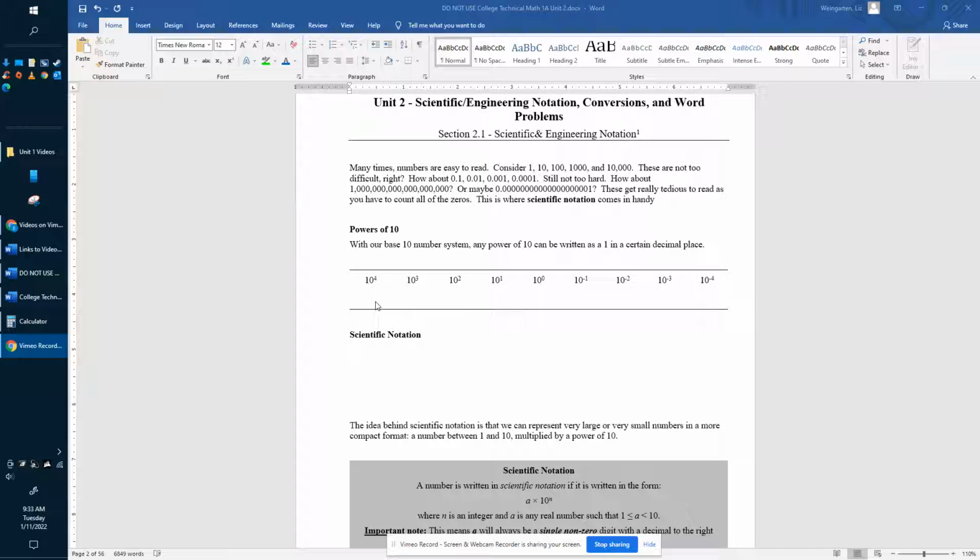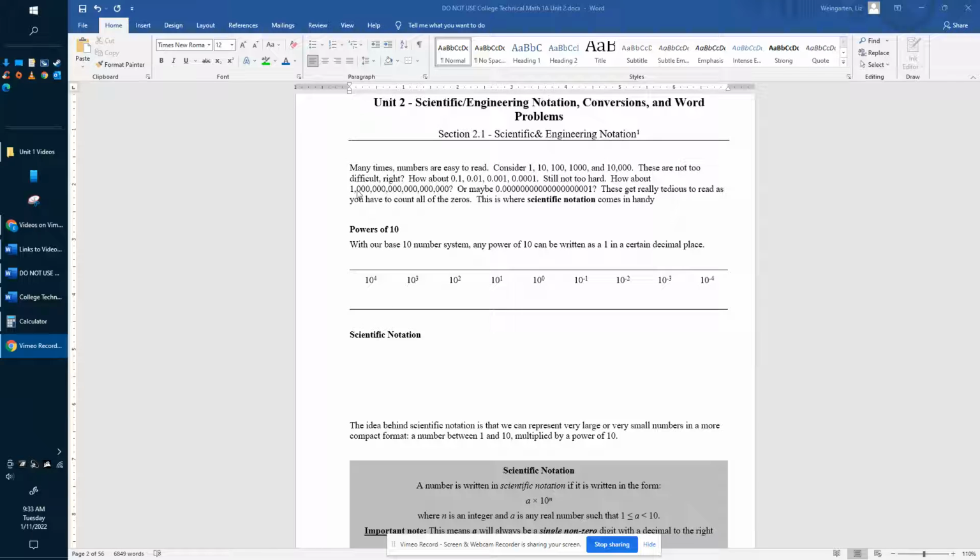So, the first section of this unit, we are going to be talking about scientific and engineering notation. Let's start with scientific notation. Consider the numbers 1, 10, 100, 1,000, 10,000. Those aren't too difficult to read, right? We can also go the opposite direction, talk about a tenth, a hundredth, a thousandth, a 10,000th. Still not too bad. But what if we had a ton of zeros?